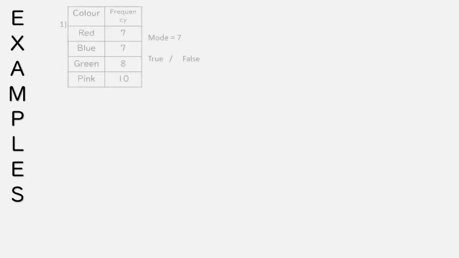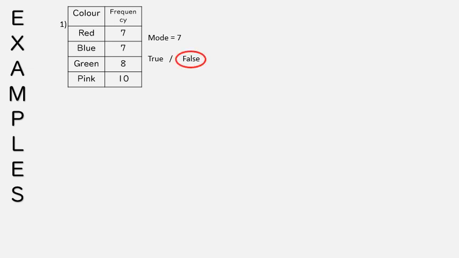Having a look at a few extra examples, it's quite easy to make a few mistakes with these. So let's have a look at what potential mistakes could be made. I've got to find the mode of this. It's saying, is the mode 7? Is that true or false? Well, 7 is in the frequency column and it's not the highest number, so we know that is false.